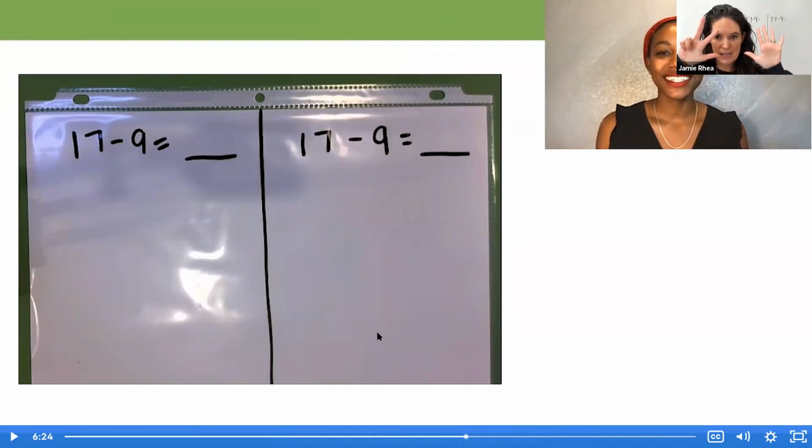How many did I need to count on? 8. I needed 8 more to count on. So 17 minus 9 is 8 and counting on. So I'd start with 9, 10, 11, 12, 13, 14, 15, 16, and 17. So let's see. 1, 2, 3, 4, 5, 6, 7, 8. I jumped 8 times. That was kind of messy, but I jumped 8 times to show that if I count on, it was 8.